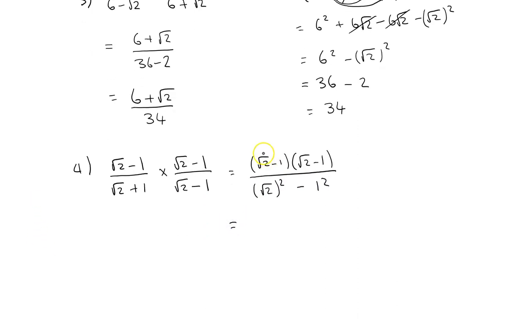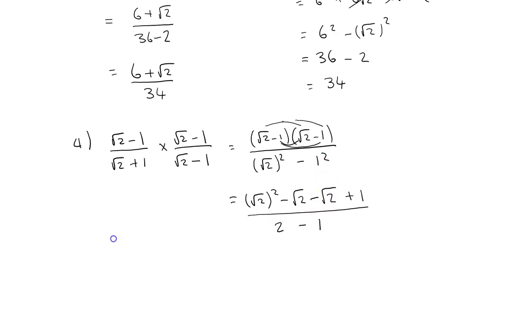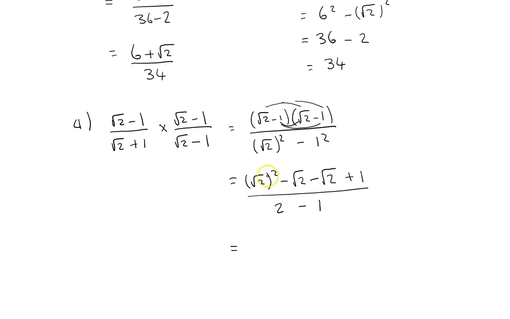Now let's multiply out the top. We've got root 2 squared. We've got root 2 times minus 1, which is minus root 2, minus 1 times root 2, which is another minus root 2, and minus 1 times minus 1, which is plus 1. All divided by root 2 squared is 2, minus 1 squared is 1. So root 2 squared is 2. We've got minus 2 root 2's and plus 1. Over 2 minus 1 is 1.